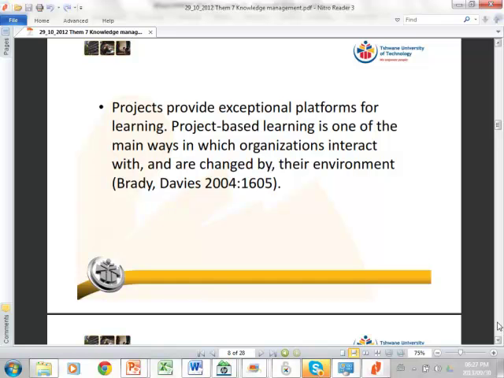So project-based learning is one of the main ways in which organizations interact with and are changed by their environment. Because when you say you are working in this mining organization that we were talking about, which is operating and trying to extract ore, but they now have an upgrade project, all of a sudden huge organizational learning has to take place. Because the upgrade implies that people have to learn new things and they have to change the way in which they are doing things. You understand? So one can use that as a vehicle to then upgrade the knowledge in the organization.